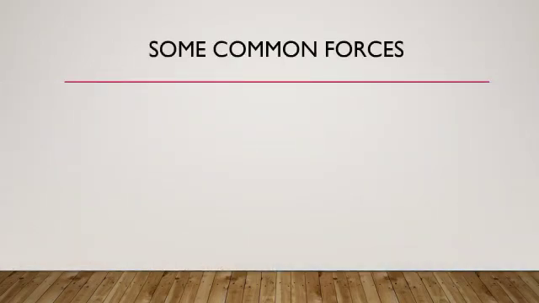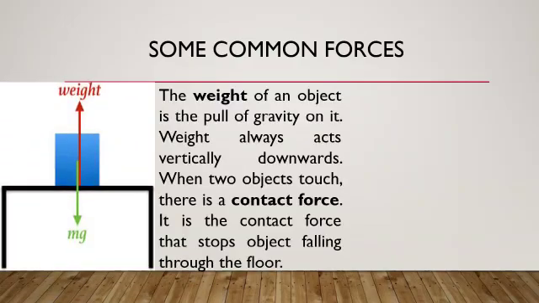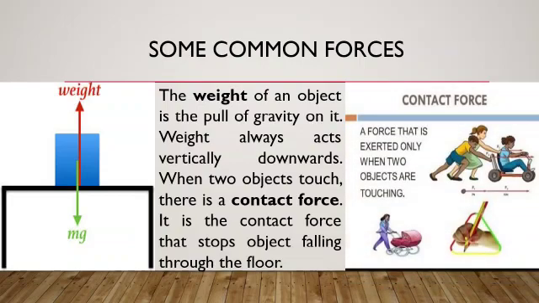The following are some common forces. The first one is the weight. The weight of an object is the pull of gravity on it. Weight always acts vertically downwards. When two objects touch, there is a contact force. It is the contact force that stops objects falling through the floor. So again, what is a contact force? It is a force that is exerted only when two objects are touching.